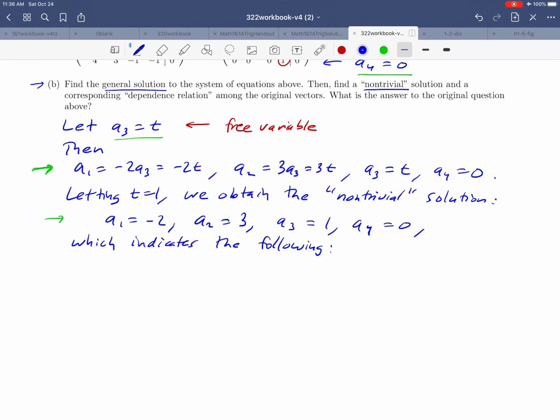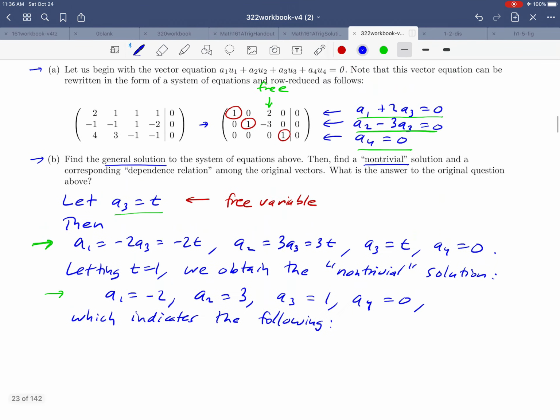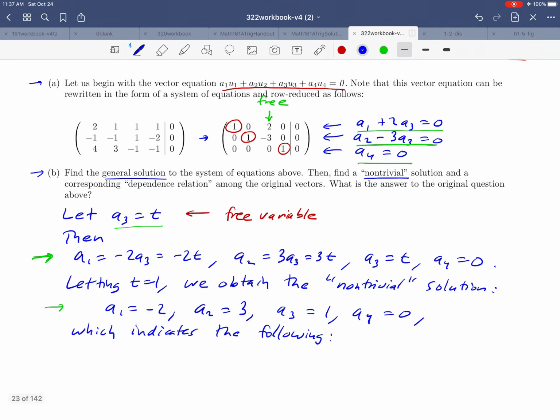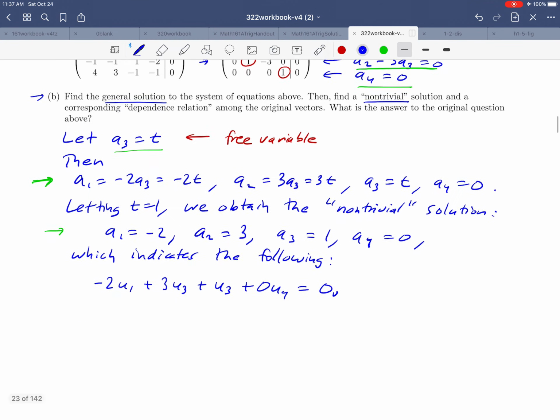Okay, so we're going to get, let's go back to our system. And remember, that takes us way back to here. Okay, we really just found the values of a1 through a4 for that system. So we're just going to substitute the values of a that we found one by one. So a1, that's negative 2. So we'll get negative 2u1. Then we come to a2, that's 3. Okay, and so on. Plus 1u3 plus 0u4 is equal to the 0 vector.